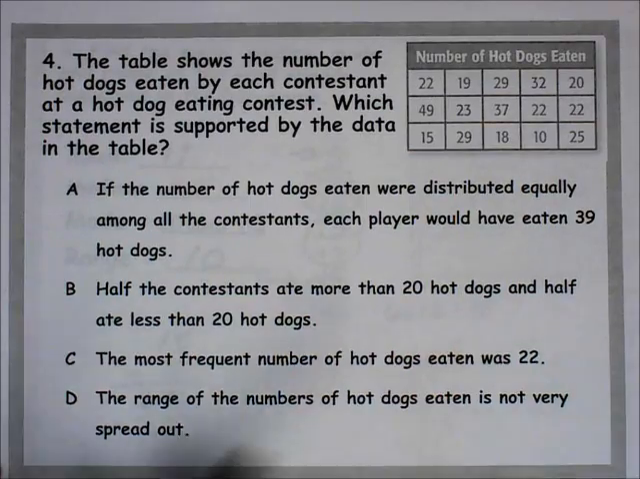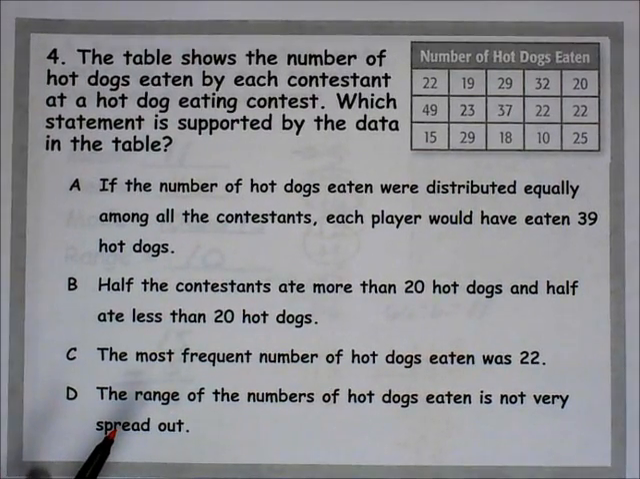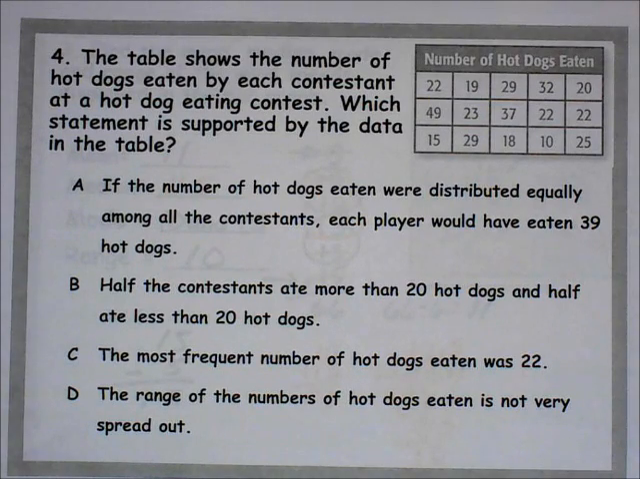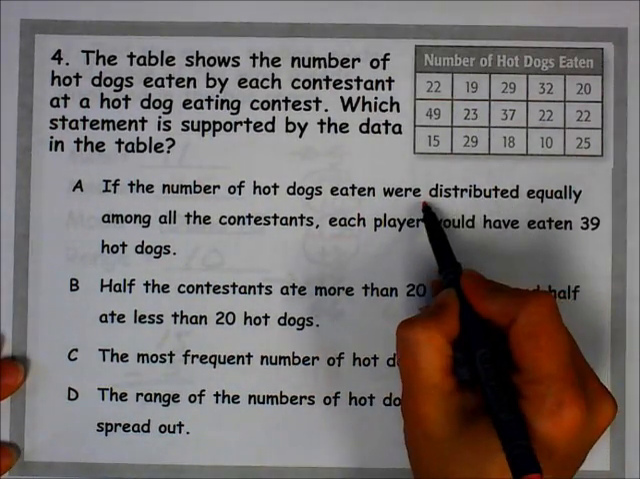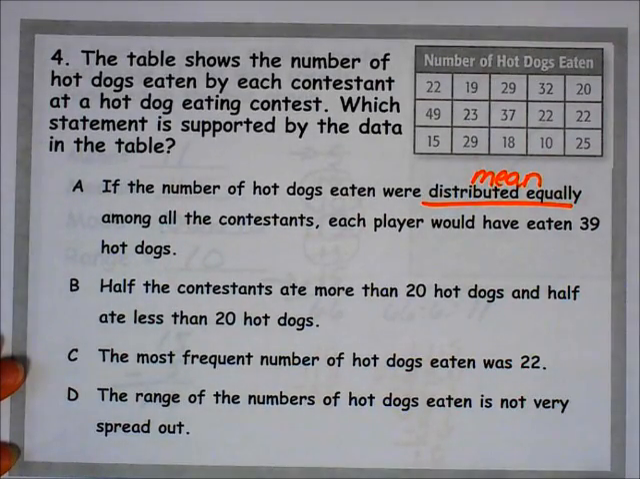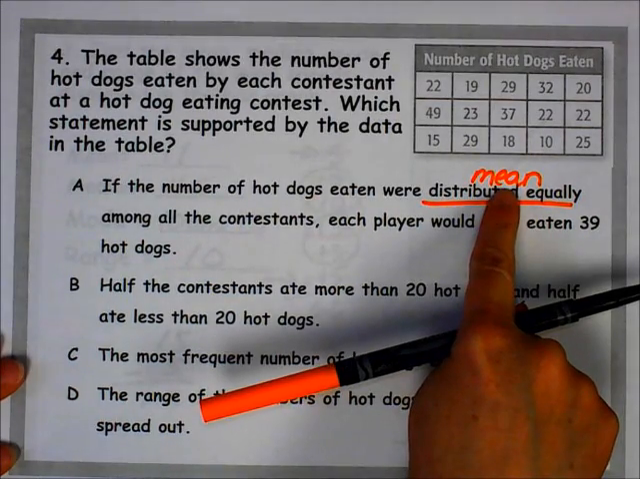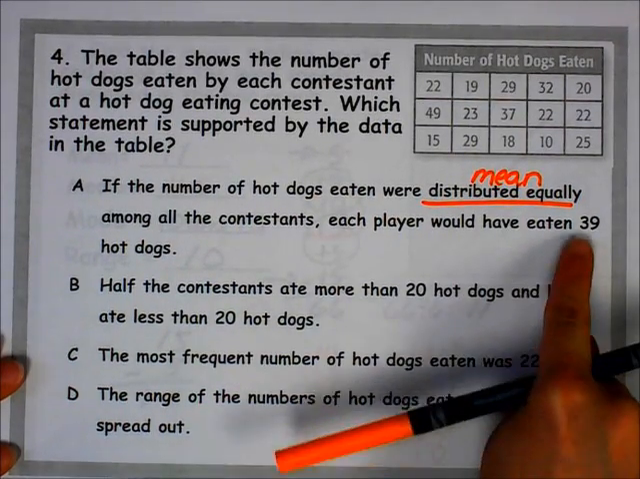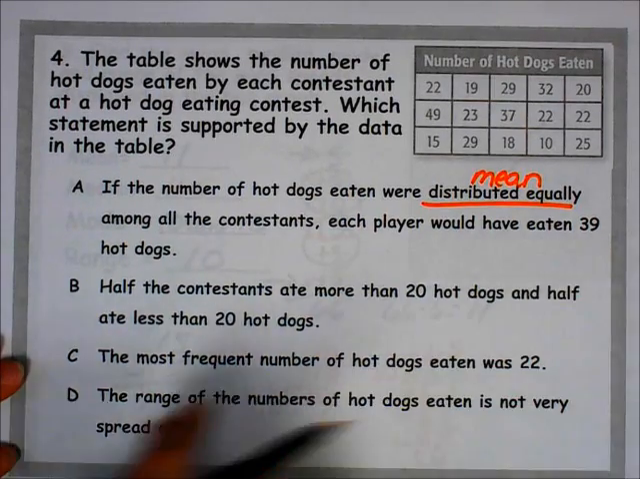Okay, let's look at question number 4. Number 4 says the table shows the number of hot dogs eaten by each contestant at a hot dog eating contest. Which statement is supported by the data in the table? So let's look at our answer choices. Answer choice A says if the number of hot dogs eaten were distributed equally among all the contestants, each player would have eaten 39 hot dogs. Well, you need to know that distributed equally means they're wanting me to find the mean. So in a minute, we need to find the mean of all of my numbers and see if it's equal to 39.